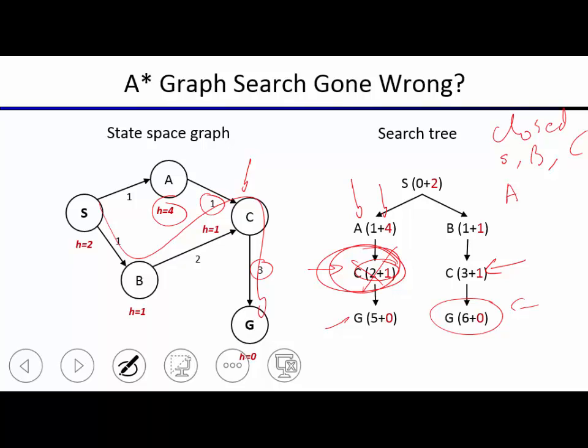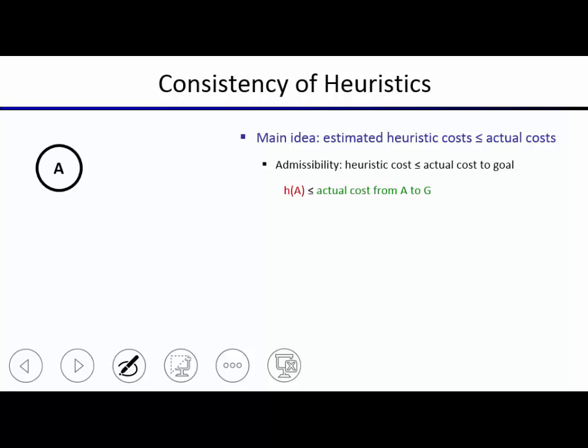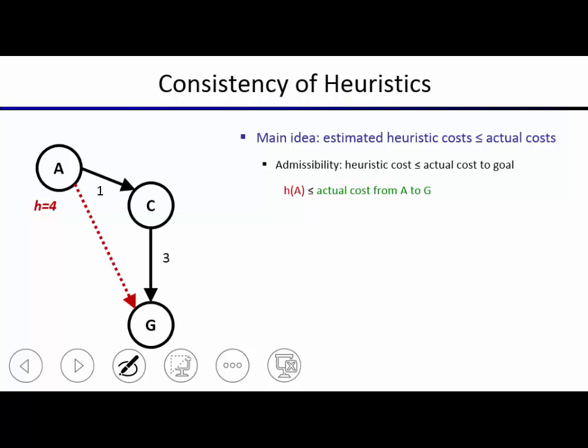And so we'll need to look at something about heuristics that not just relates them to optimal cost to the goal, but also to other states in the graph. That property will be called consistency. So the main idea that we have is estimated heuristic cost must be smaller than actual costs. Admissibility told us that we want the cost that we estimate to be lower than the actual cost to the goal. Here is a simplified case. We have just the node A, the node G, we have a heuristic of 4, we have the node C still, and that's admissible.